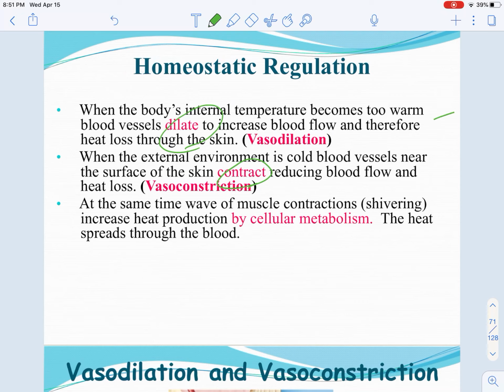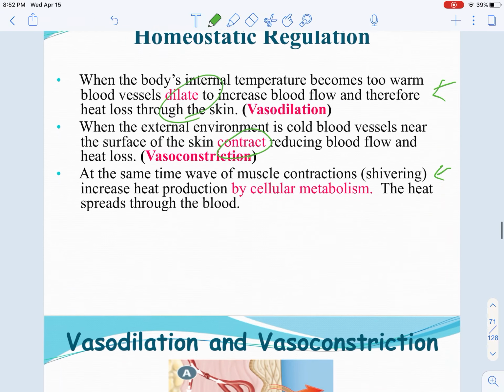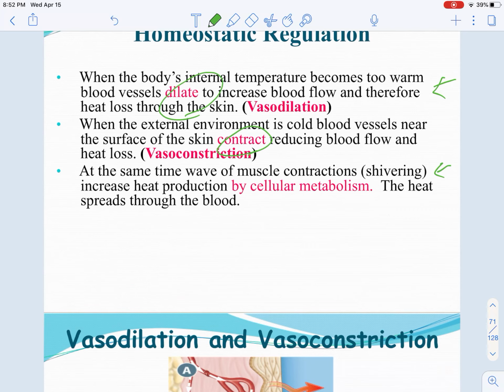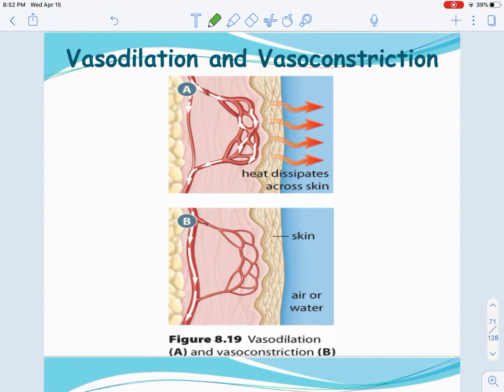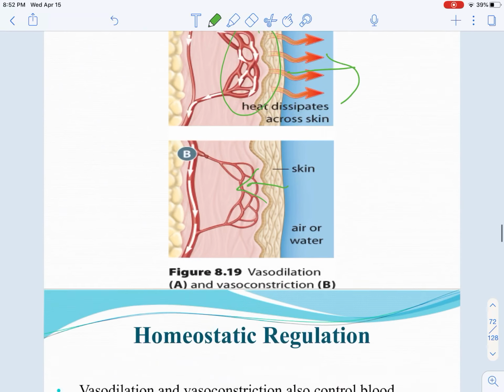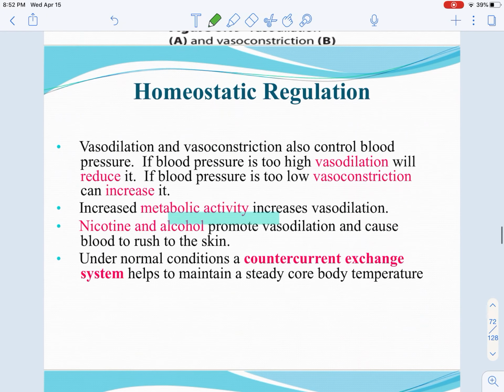On top of that, we've got the perspiring if you're too warm, and shivering, which is little muscle contractions to help warm you up if you are too cold. So there's like a lot of mechanisms in place to help regulate your body temperature. So too warm, when you dilate those vessels, they come closer to dissipate heat. If you're too cold, they contract back to stay warm.